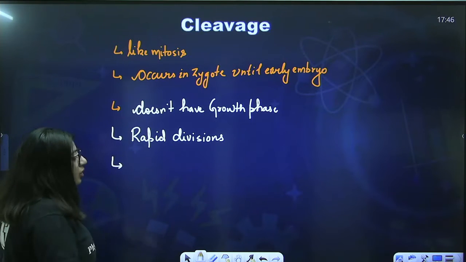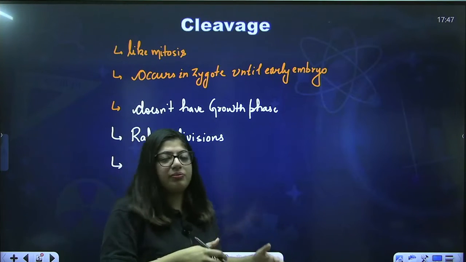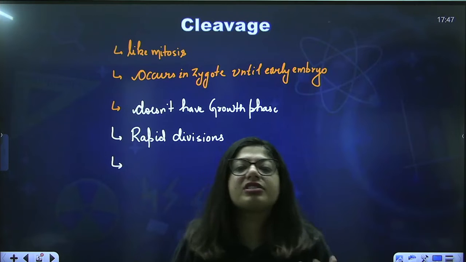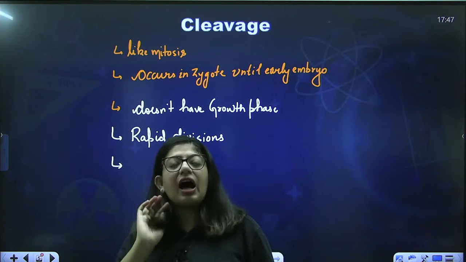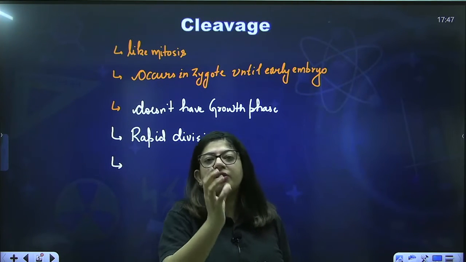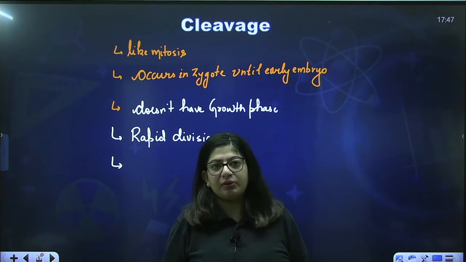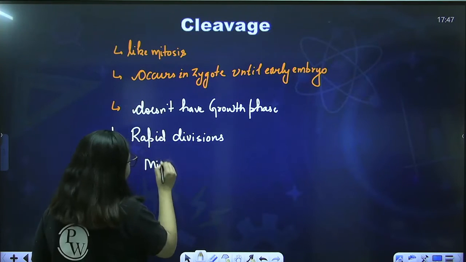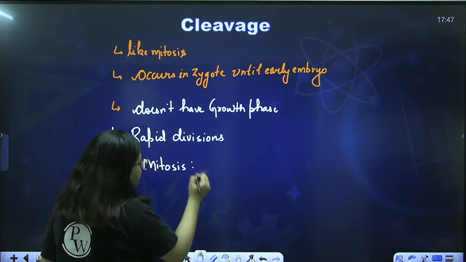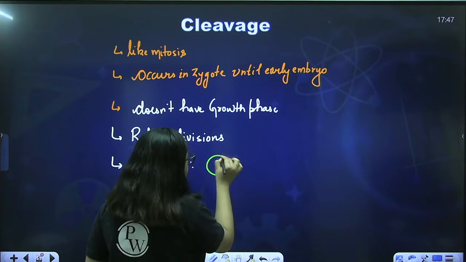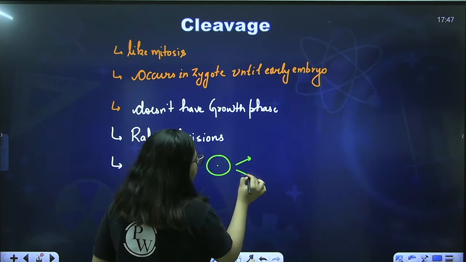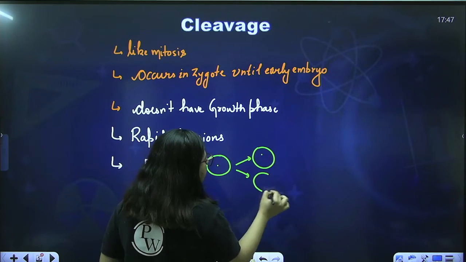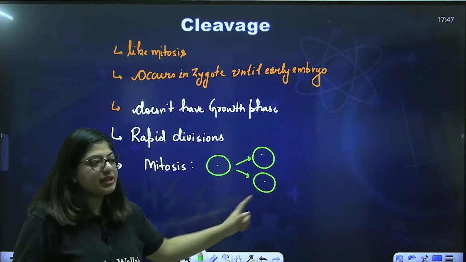Another thing: the cells formed after mitosis are called daughter cells, and daughter cells are of the same size as the mother cell. This is what you see in mitosis. There is a mother cell, it will divide, and the cells will be of the same size. You can see the size of the cells is the same.